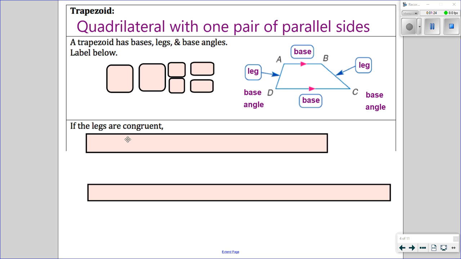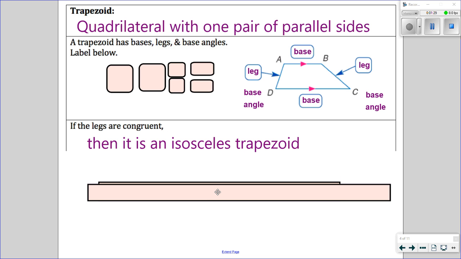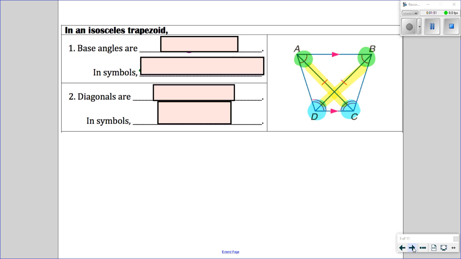So if the legs are congruent, then it is an isosceles trapezoid. That's another type of trapezoid. You have the regular trapezoid of whatever size, and then the isosceles trapezoid. You've heard about the isosceles triangle, where two sides are congruent. Then in an isosceles trapezoid, those two sides, the legs, are congruent.